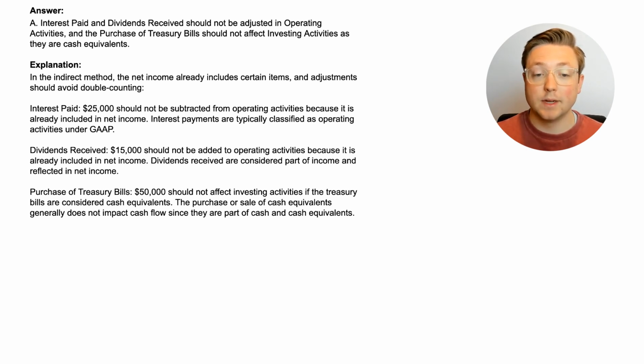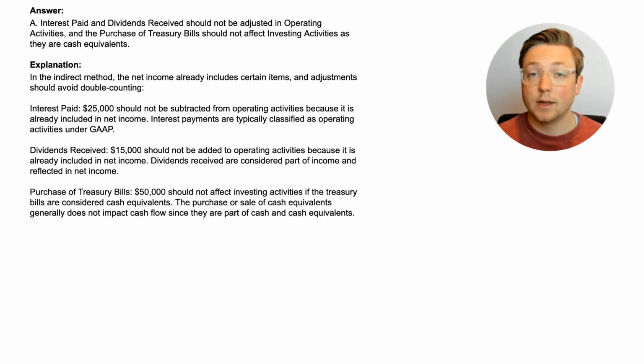In the indirect method, the net income already includes certain items, and adjustments should avoid double counting. So anything that's already included in net income, we don't need to make an adjustment for, unless it was some kind of non-cash item like depreciation expense and so forth. But for the interest paid, they had $25,000 that should not be subtracted from operating activities because it is already included in net income correctly.